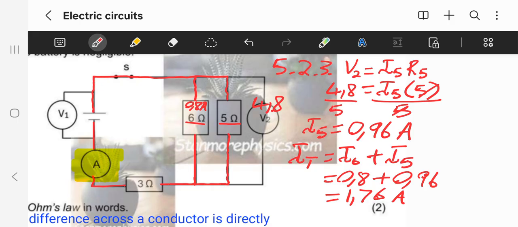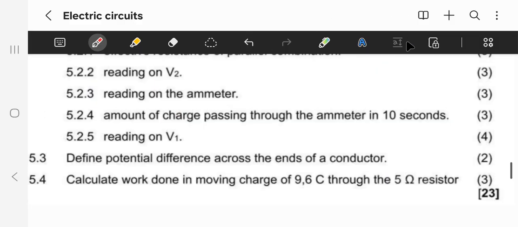I hope, guys, this makes sense. If you don't understand, you just have to play back the video so that everything I'm explaining makes sense. Let's move on to the next question.